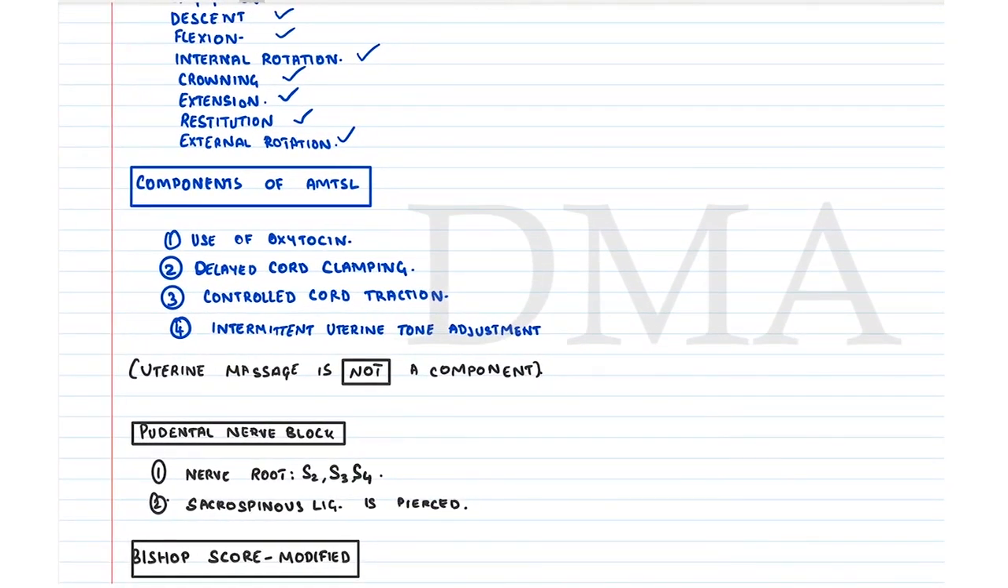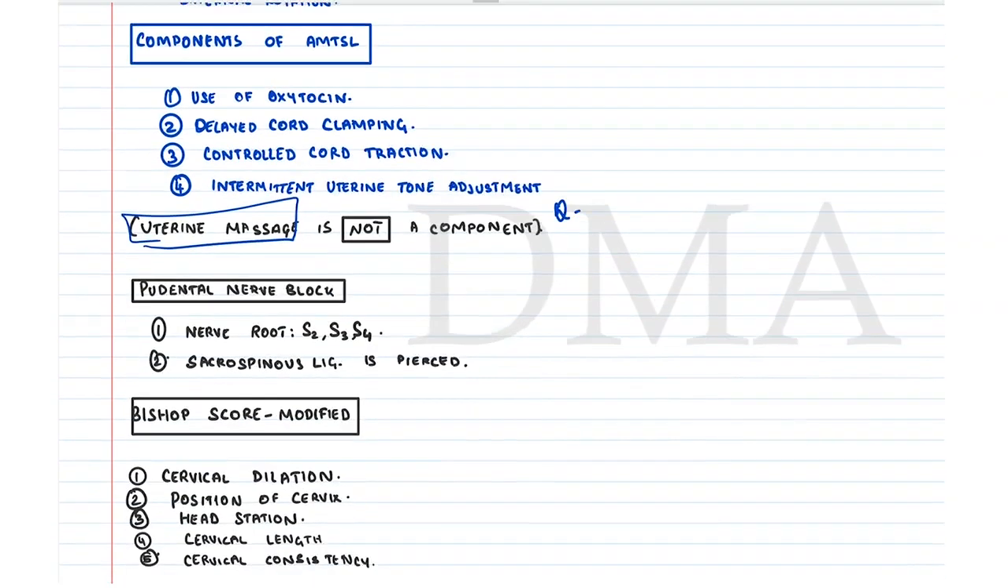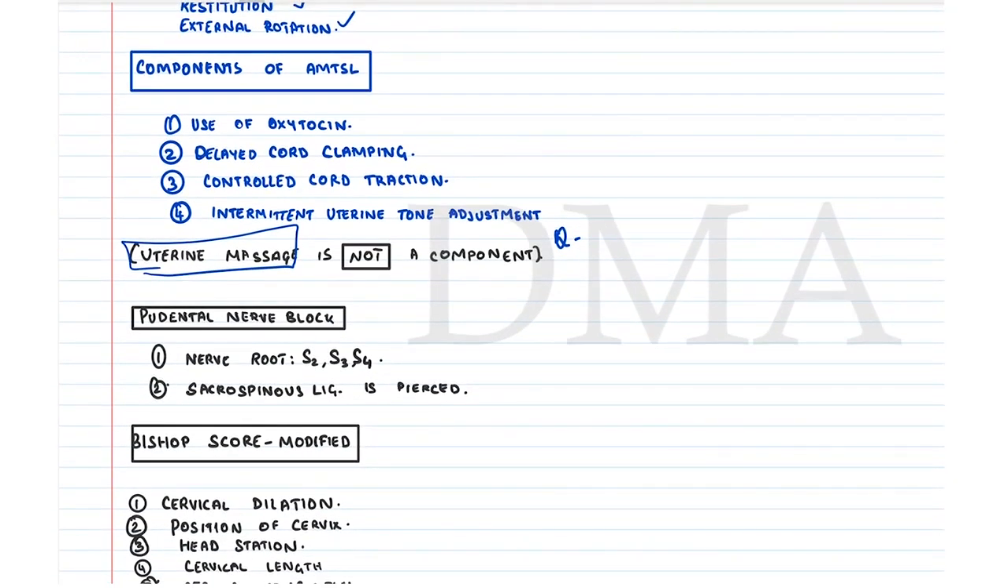So all of these components are part of your AMTSL except one. Mostly they will give you uterine massage, because previously uterine massage was a component, but now it is not. So you should remember uterine massage is not a component of active management of third stage of labor. Use of oxytocin is indicated. Most of the people choose use of oxytocin as the exception. So don't make that mistake.